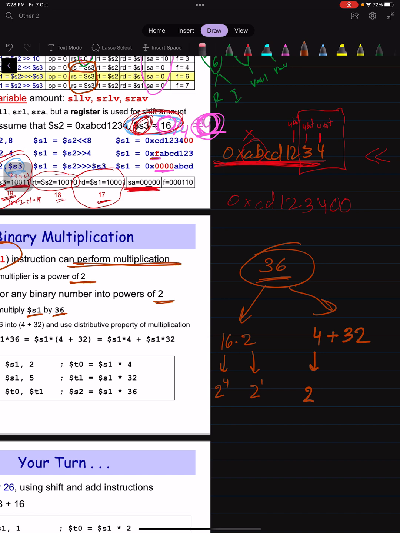4 is 2 to the power of 2, and 32 is actually 2 to the power of 5. So we can do it in both ways. Both ways will work. Okay, we can take whatever we want.